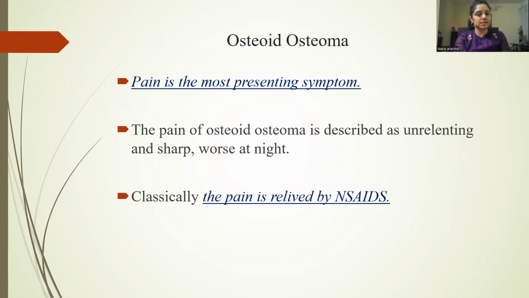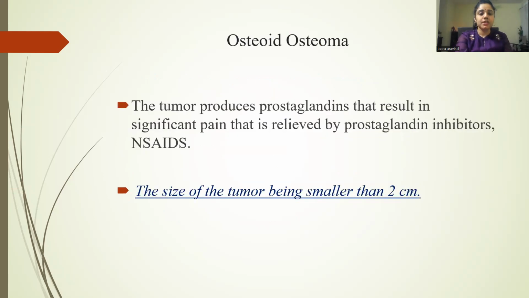Pain is the most common presenting symptom. The pain of osteoid osteoma is described as unrelenting and sharp, and it's worse at night. Clinically, the pain is relieved by non-steroidal anti-inflammatory drugs. The tumor produces prostaglandins, and these prostaglandins result in the significant pain. Since NSAIDs are prostaglandin inhibitors, the pain is relieved by these non-steroidal anti-inflammatory drugs.